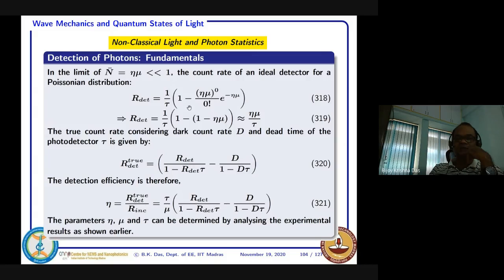So can you explain this one? I have just written 1 minus this one. What does it mean? The second term, can anyone explain?